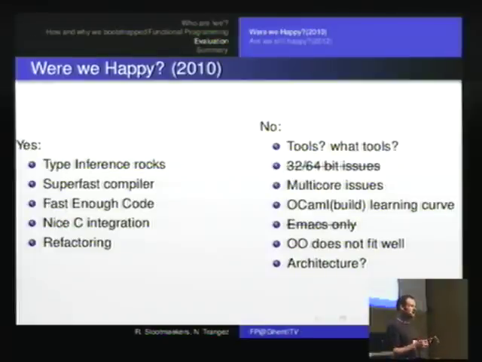We also had a bit of problems with 32-bit, 64-bit things, but basically 32-bit processors are a thing of the past, so I'm not going to talk about that. And we had some problems with multi-core. The OCaml garbage collector is a single-core thing, and they have been explained.